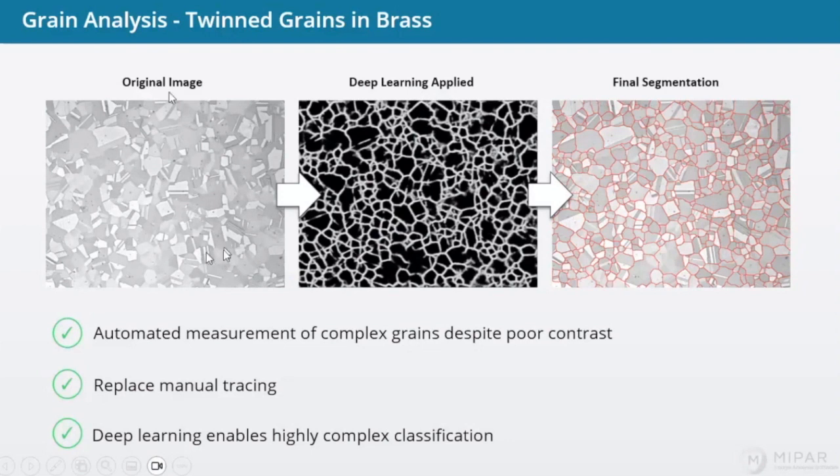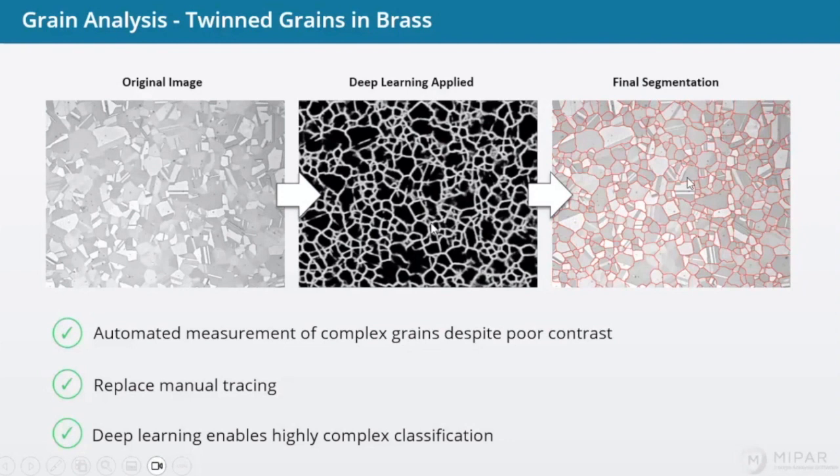So in this case, the twins will be trained as part of the grain, and this is how the deep learning makes a difference between the grain and the grain boundary, excluding the twins. You can see here in the middle what we call a confidence map. So this is after the deep learning model is applied.